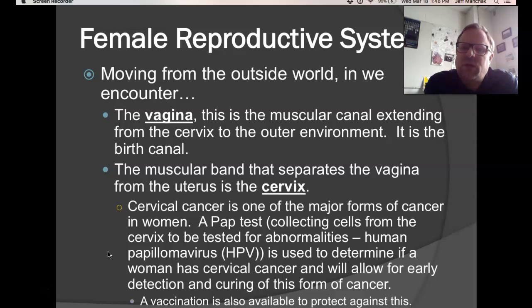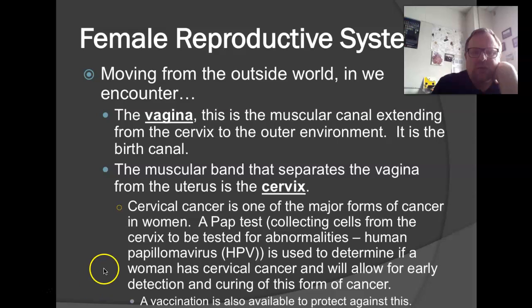Once you get to the end of the vagina, you get a muscular band that separates the vagina from the uterus, and it's called the cervix. We're going to talk a lot about the cervix when we're talking about pregnancy and childbirth, but for now we're not going to get into too much related to that. Just know that it's a muscular band, sort of the dividing line between the vagina and the uterus. I do want to mention, though, cervical cancer, and just to point out that it's one of the major forms of cancer in women.